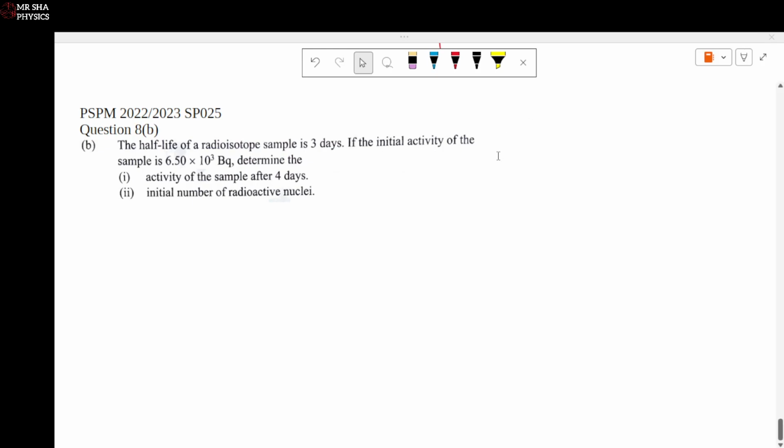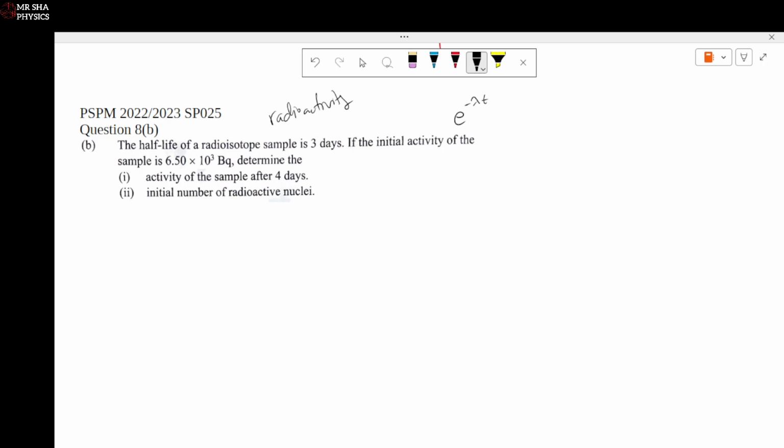Good day, everyone. All right, so we are at the last question for the 22-23 paper, and this question is going to be about radioactivity, specifically radioactive decay. Just to remind you, when you have a radioactive decay, you will have e to the power of negative lambda t. Now, the front values might be different depending on what you're looking for, which I will show you in a minute. Let's look at the question at hand.